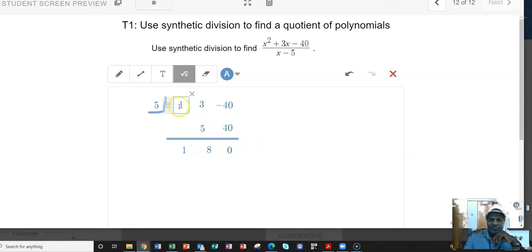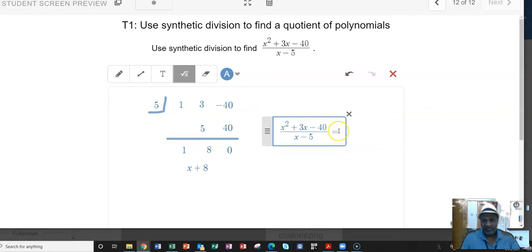So remember that 1, 3, negative 40 represented x squared plus 3x minus 40. The polynomial down here is 1 degree less than what we divided, than the dividend. So instead of x squared, this is going to be just x. So we can rewrite the result as x plus 8, because now this is an x term instead of an x squared term.